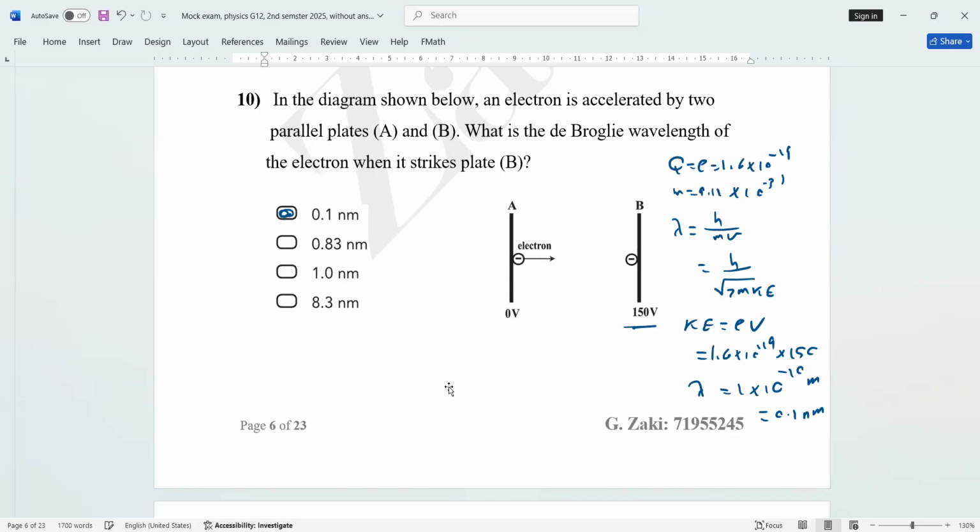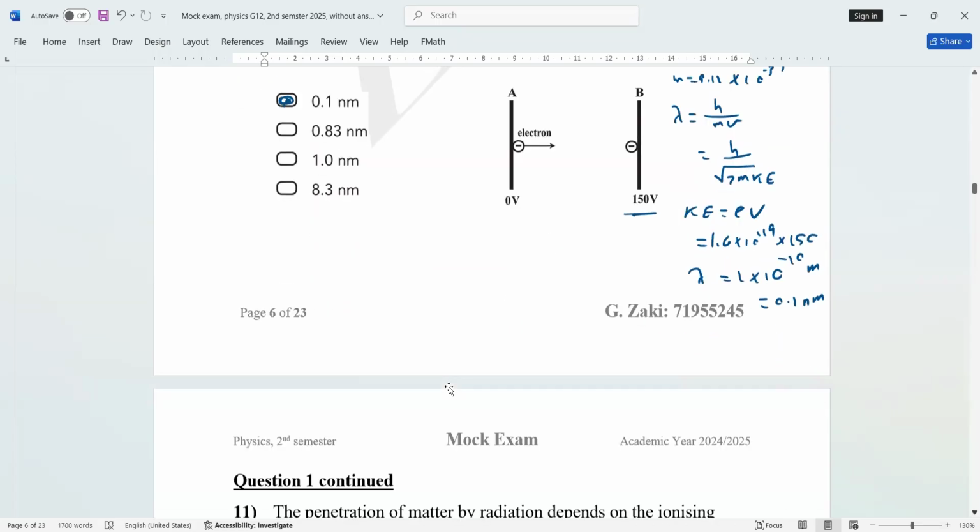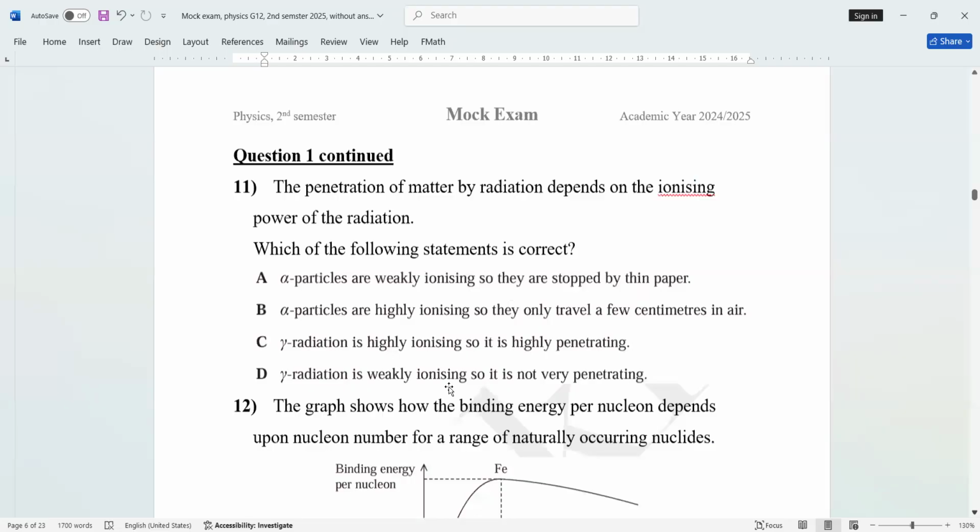Now, next question. Here, this is regarding alpha scattering. Penetration of matter by radiation depends on the ionizing power. Alpha particles are highly ionizing, so the correct answer is B. And also number 12 is important.